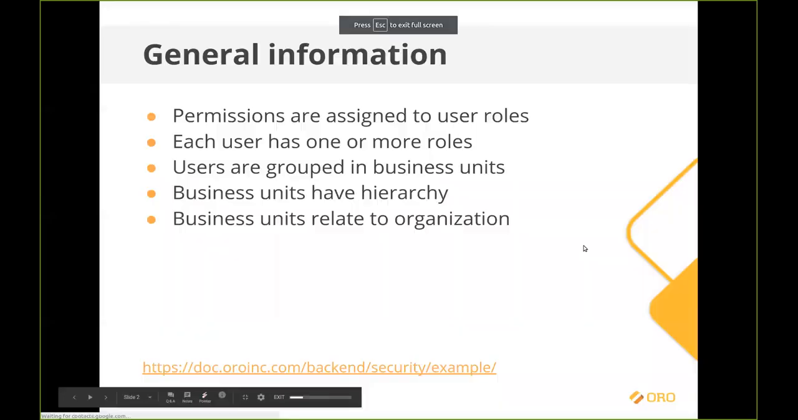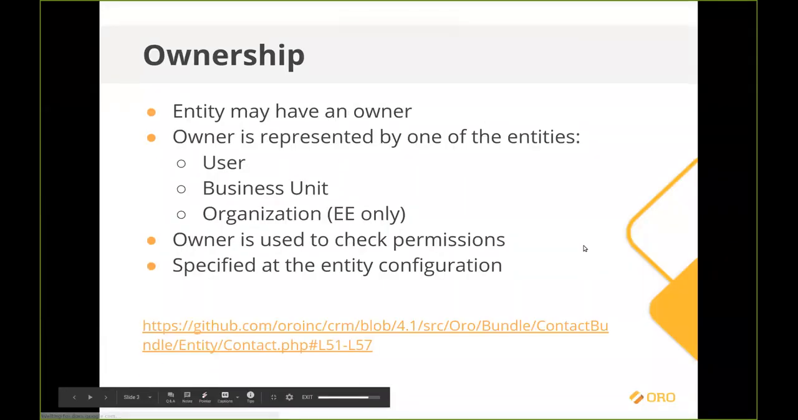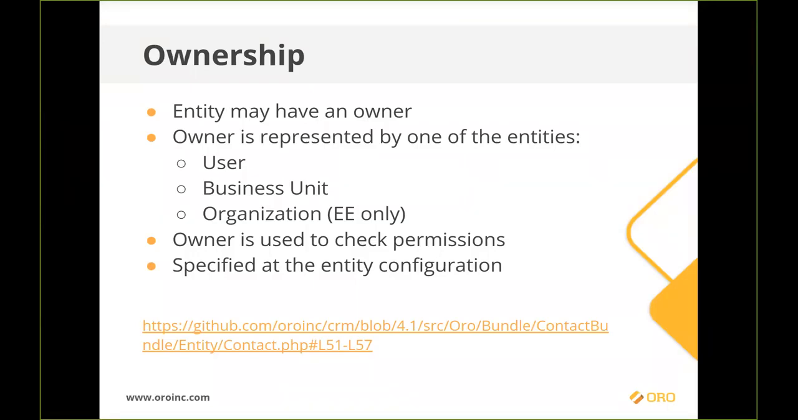So first of all, entity may, but doesn't have to have an owner. So owner can be one of those entities. It can be a user, it can be a business unit, or in enterprise edition, it can be organization. Why only in enterprise? Because in community there is only one organization, which means that the organization owner is a global owner.